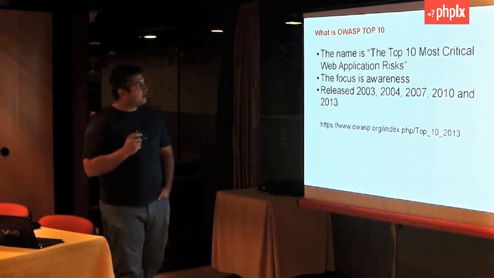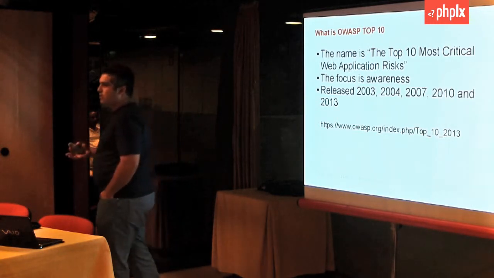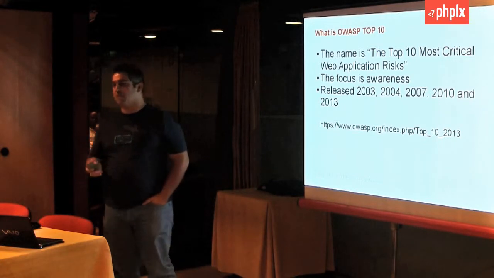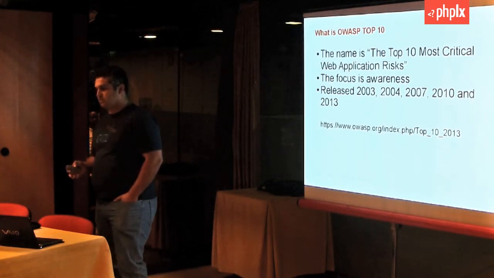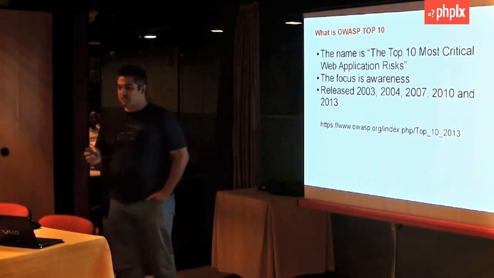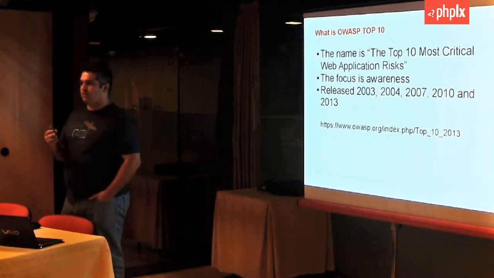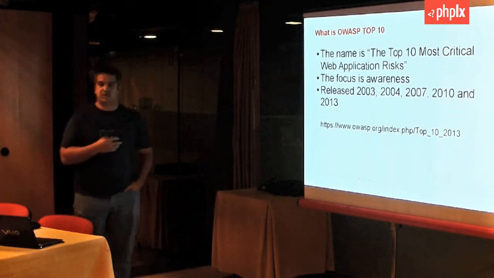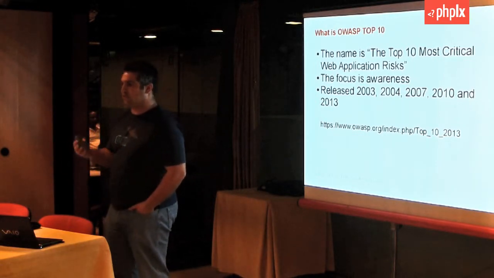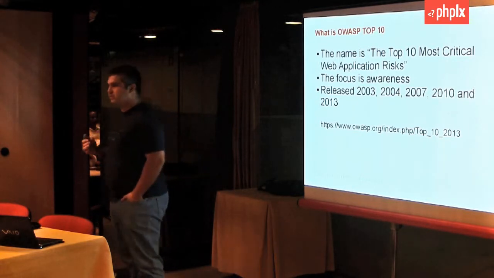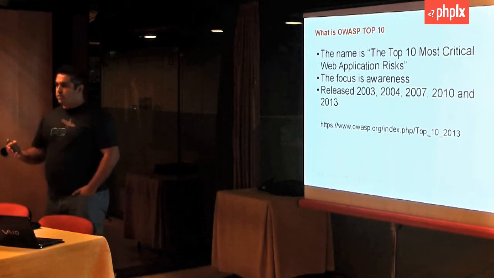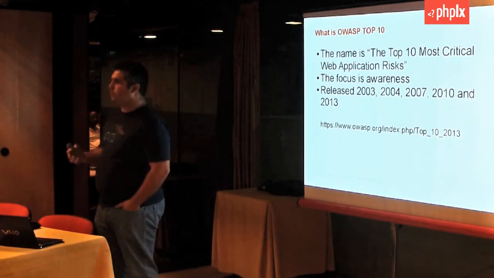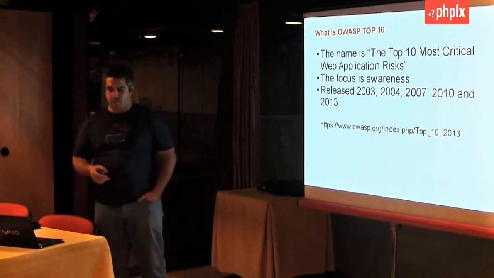About the top 10. The OWASP top 10 is the name people normally see for this list of security risks. It's named the top 10 most critical web application risks. It's not vulnerabilities, they are risks. There is a slight difference. It's a soon-to-be problem. It's something that can be there, and you could go several years without having a problem, but there is an issue that should be addressed. The focus of this list is awareness, to warn people, both stakeholders and developers, that security risks are present and should be addressed in a proper way.